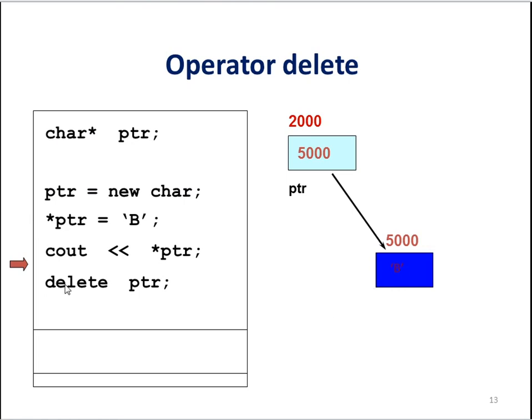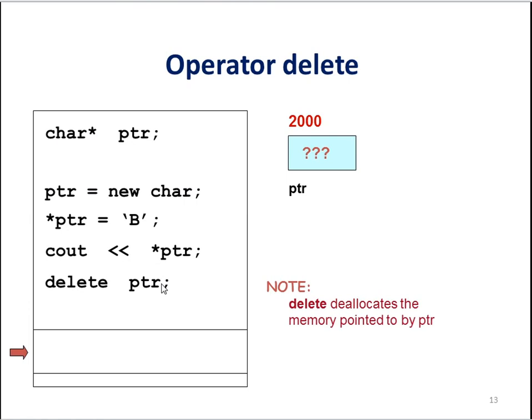Then when we say delete ptr, what will happen? That pointer is removed and the memory is deallocated. Now the pointer is not pointing anywhere. In that case you have to write one more statement, ptr equal to null, which means your pointer becomes null or zero.